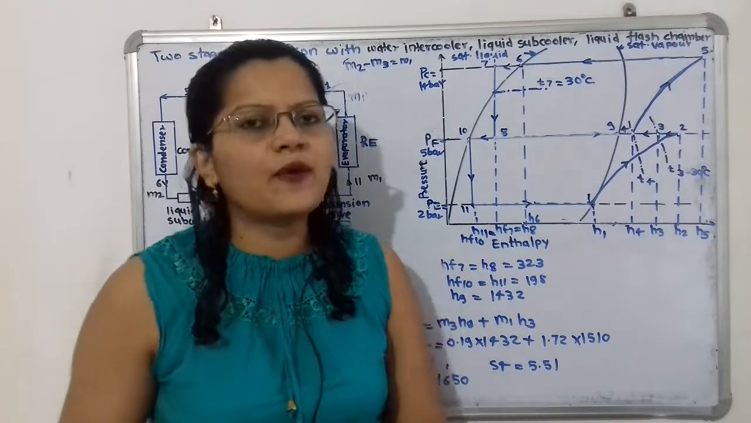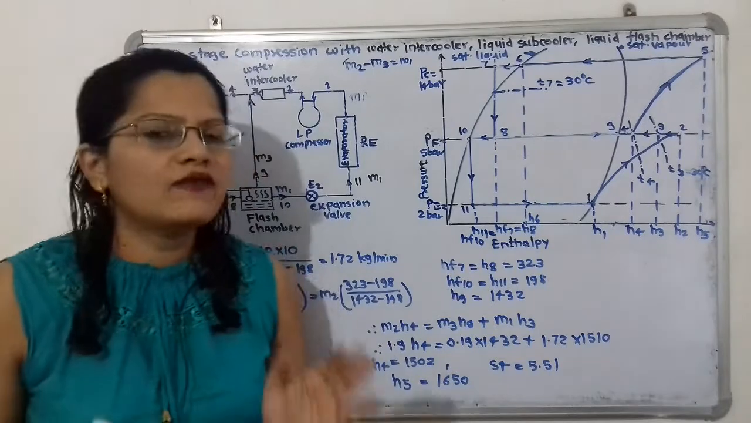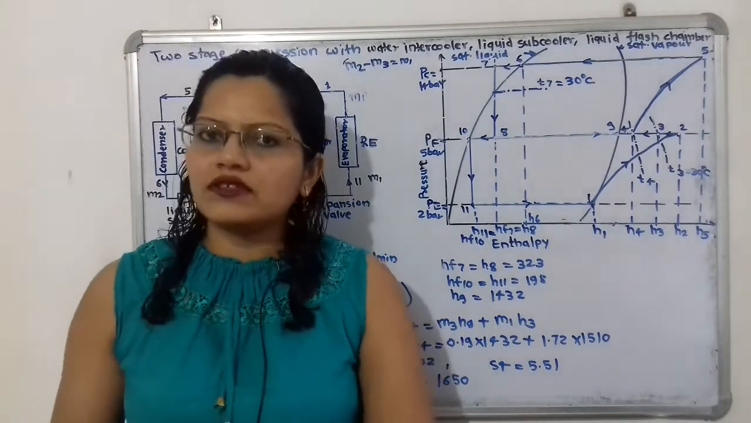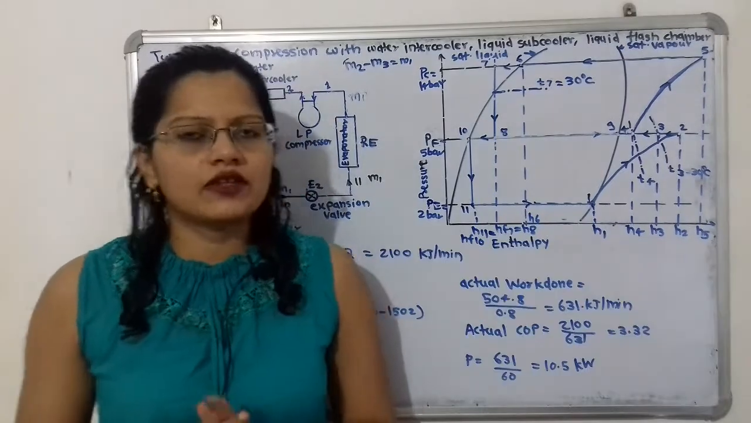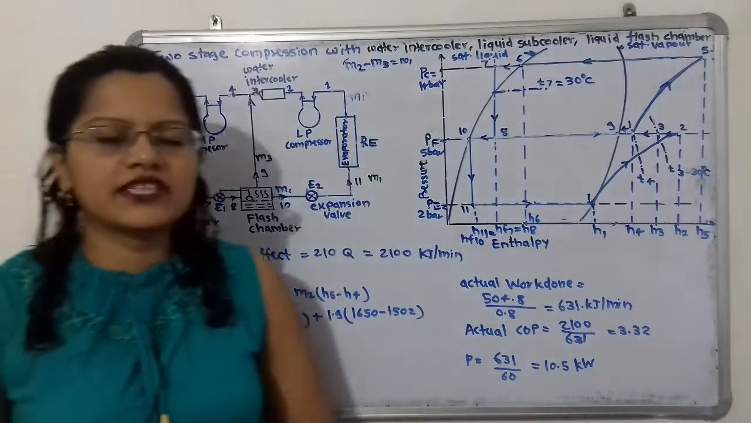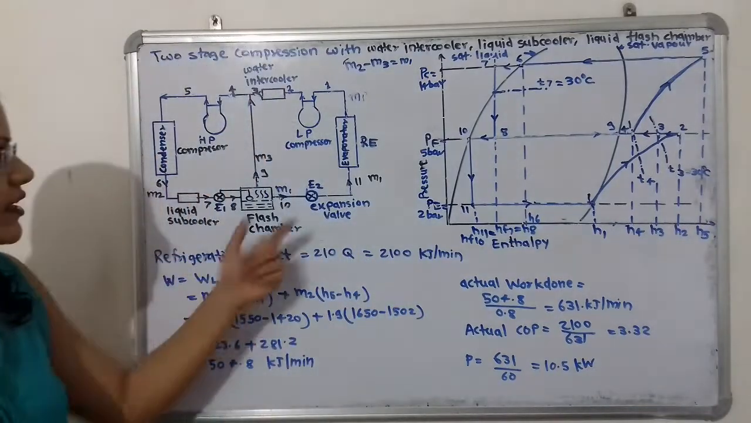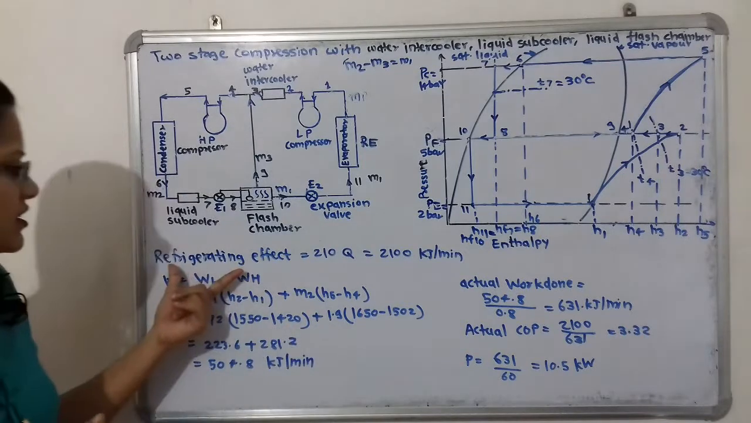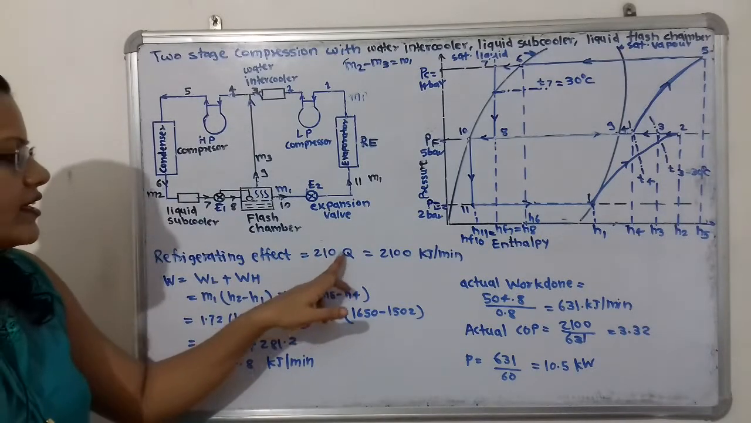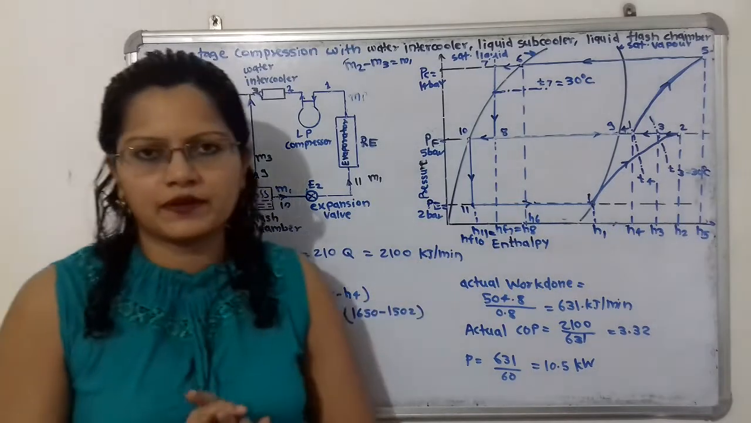Now it is easy for us to calculate the coefficient of performance and the power required to drive the system. So let us move to the calculations. Here the load on the evaporator is given. So what is the refrigerating effect? That is 210 into the load on the evaporator, that is 10 TR. So the refrigerating effect is equal to 210 into 10, that is 2100 kilojoule per minute.